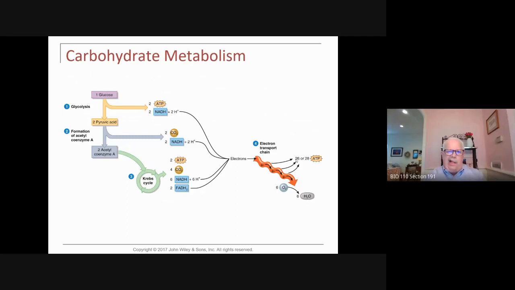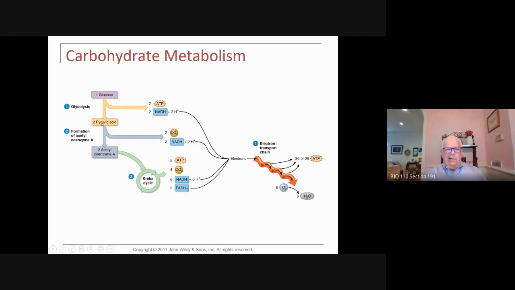The first is glycolysis. One glucose molecule is broken down into 2 pyruvic acids, producing 2 ATPs and 2 reduced NADs. Remember, you're adding a hydrogen, therefore it is a reduction reaction. And you have free hydrogen here, okay? Very important to understand.